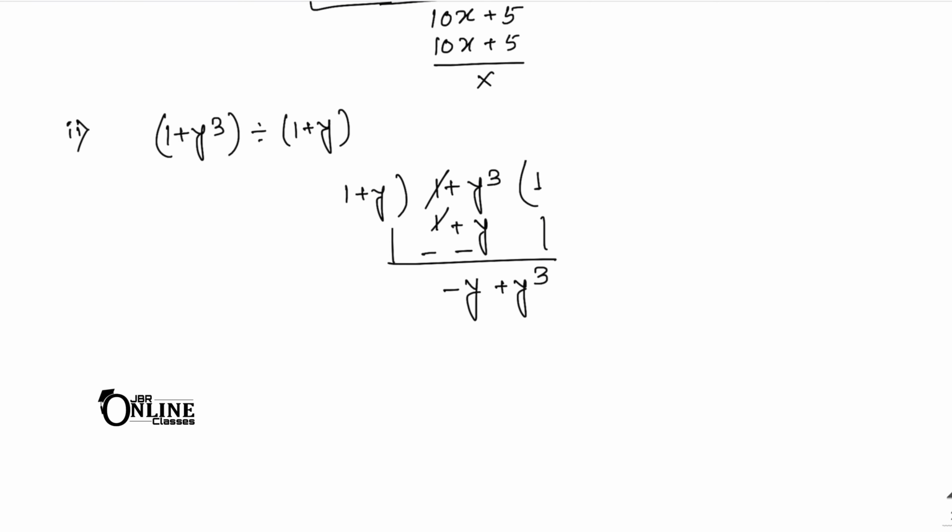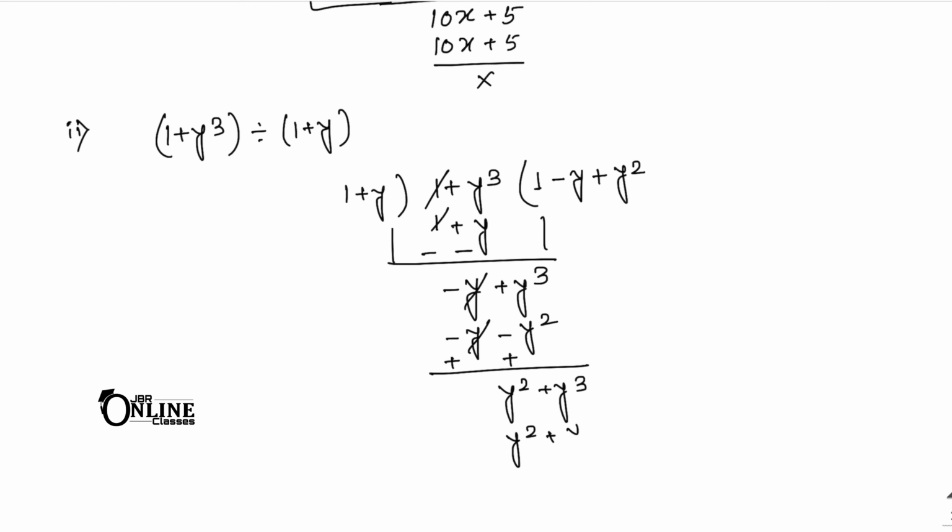Now first if you multiply 1 with minus y, then you will get minus y here, and next one will be plus minus minus, so minus y square. Okay, so now it will be plus again, so y cancel out, then y square plus y cube. Now if you multiply it with y square, then it will be y square and then y cube, so it will cancel out, so your answer will be this one.